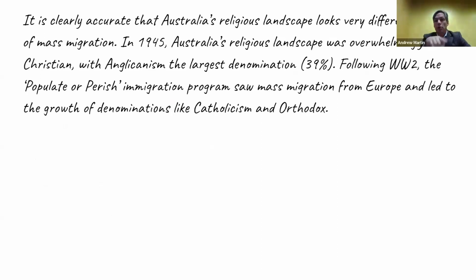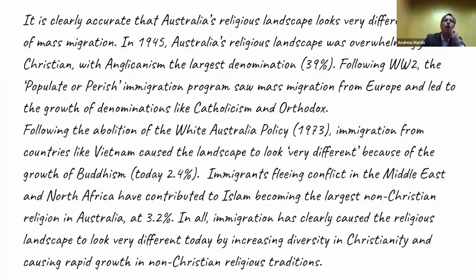The first thing you need to do is make a judgment. How accurate is it? To what extent is it accurate? It is clearly accurate. In 1945, the landscape was overwhelmingly Christian, with Anglicanism the largest denomination. Add detail by adding a statistic. Following the populate or perish immigration program, mass migration from Europe caused diversity in Christianity, growth of Catholicism and Orthodox. This cause had that effect. Following the abolition of the White Australia policy in 1973, immigration from countries like Vietnam led to the growth of Buddhism, which today is 2.4%.